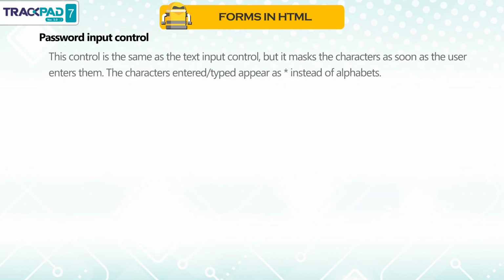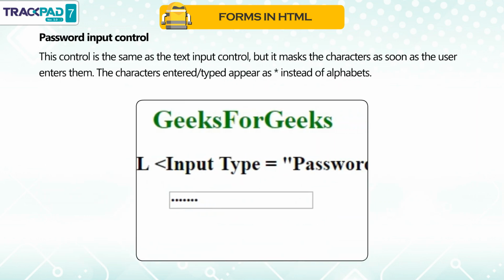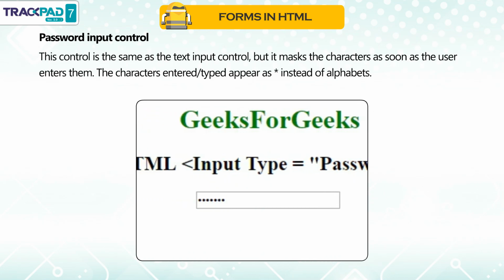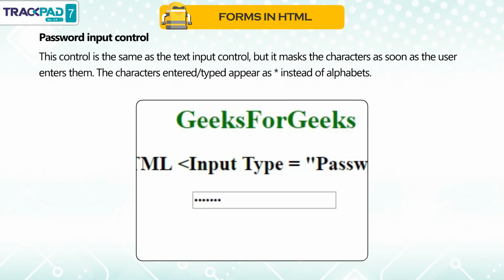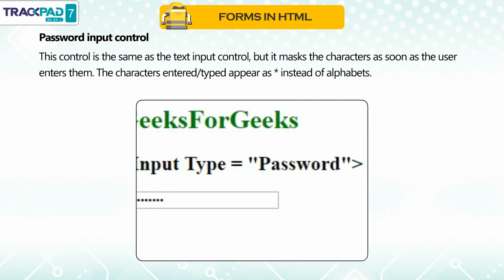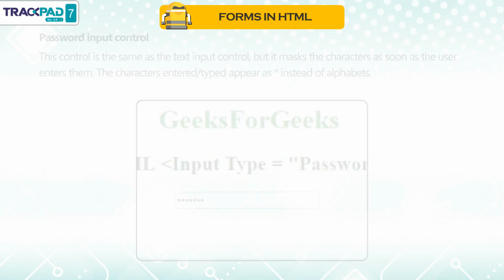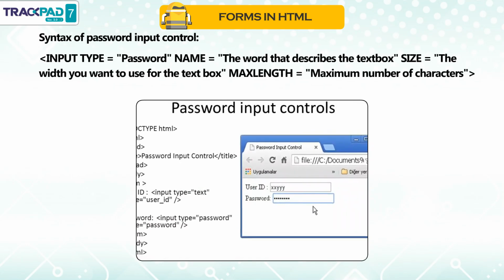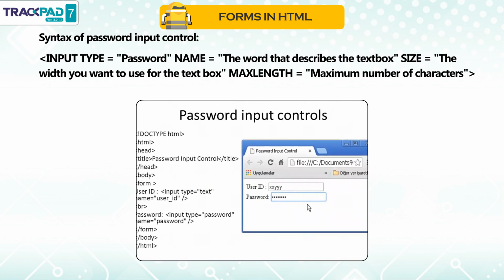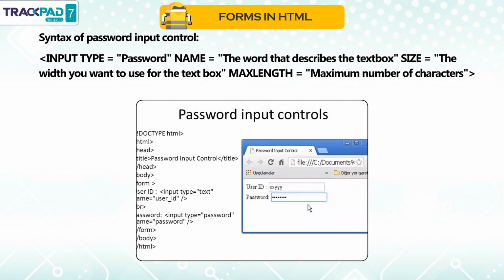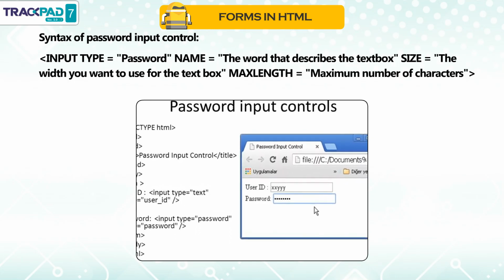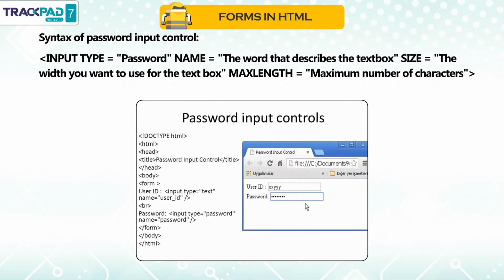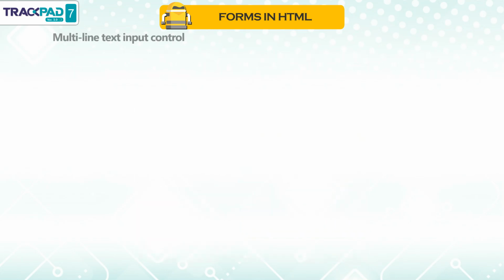Password input control. This control is the same as the text input control, but it masks the characters as soon as the user enters them. The characters entered or typed appear as star instead of alphabets. Syntax of password input control. Input type equal to password, name equal to the word that describes the text box, size equal to the width you want to use for the text box, max length equal to maximum number of characters.